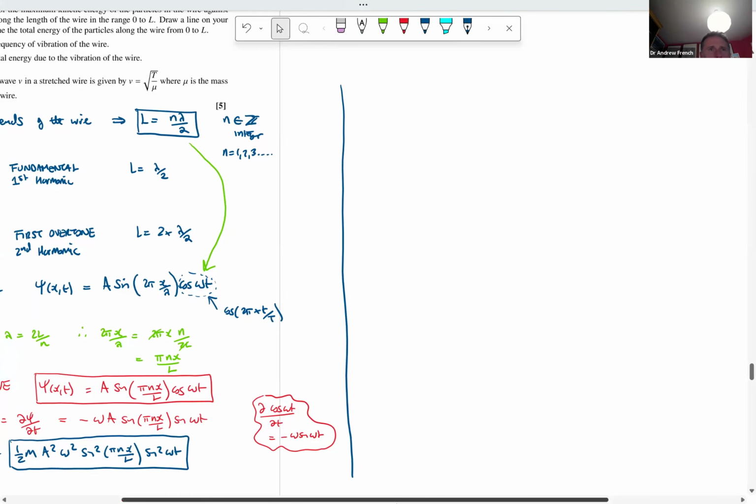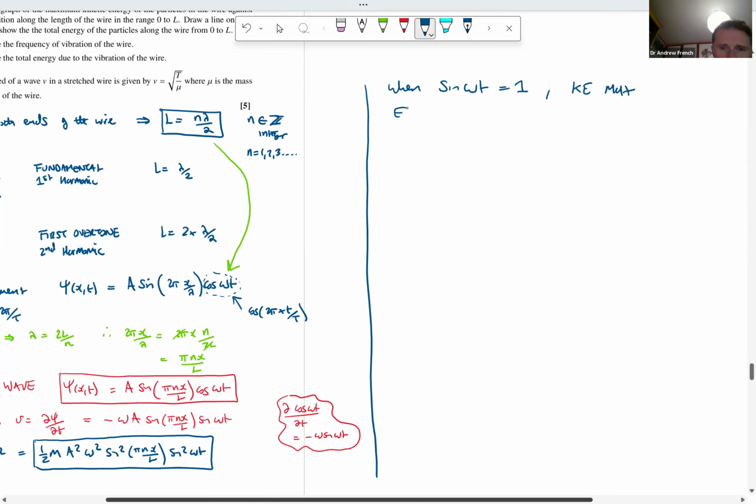Right, okay, so what we want. We've got really a sine squared function now that we're plotting. Your maximum kinetic energy is when sine omega t is 1. So when sine omega t equals 1, we have a kinetic energy max. Because of our formula, let's write that out at the top. So E is a half m a squared omega squared sine squared pi n x on L times sine squared omega t. This bit we're going to assume is 1. That will vary with time.